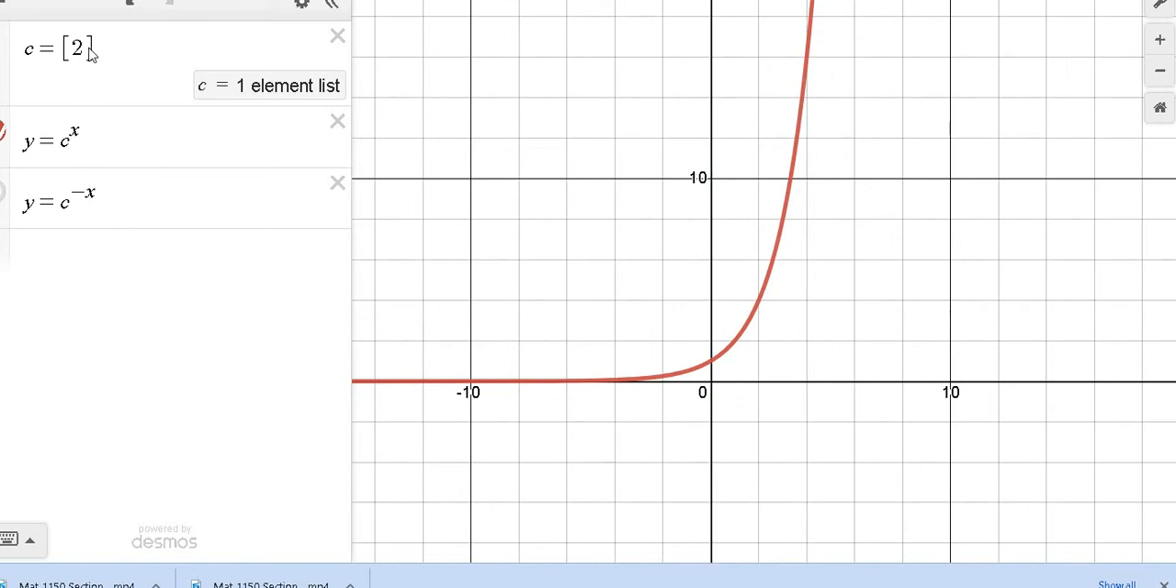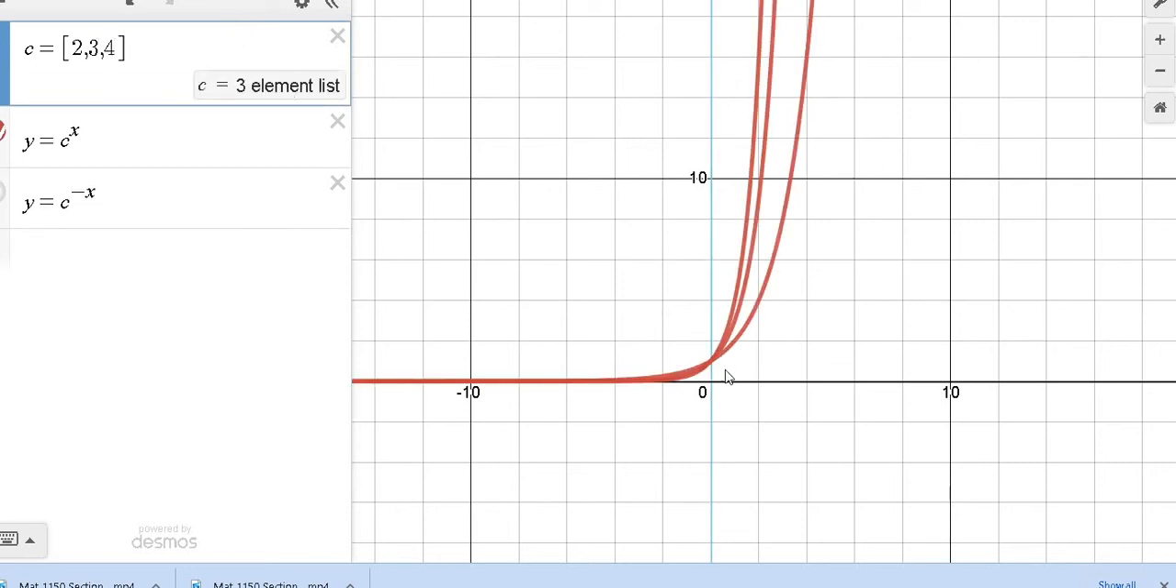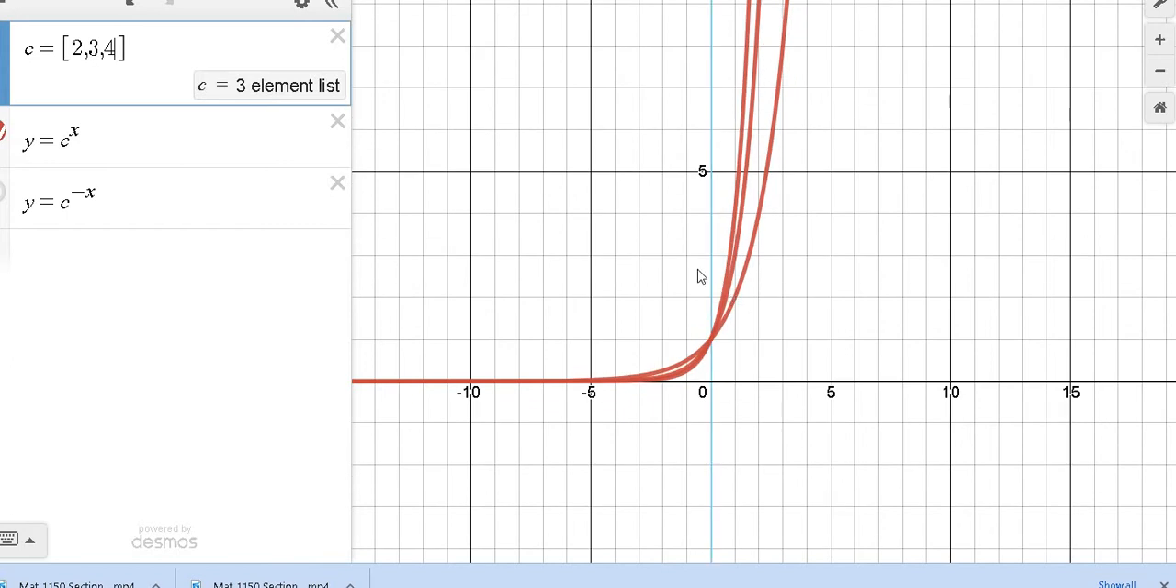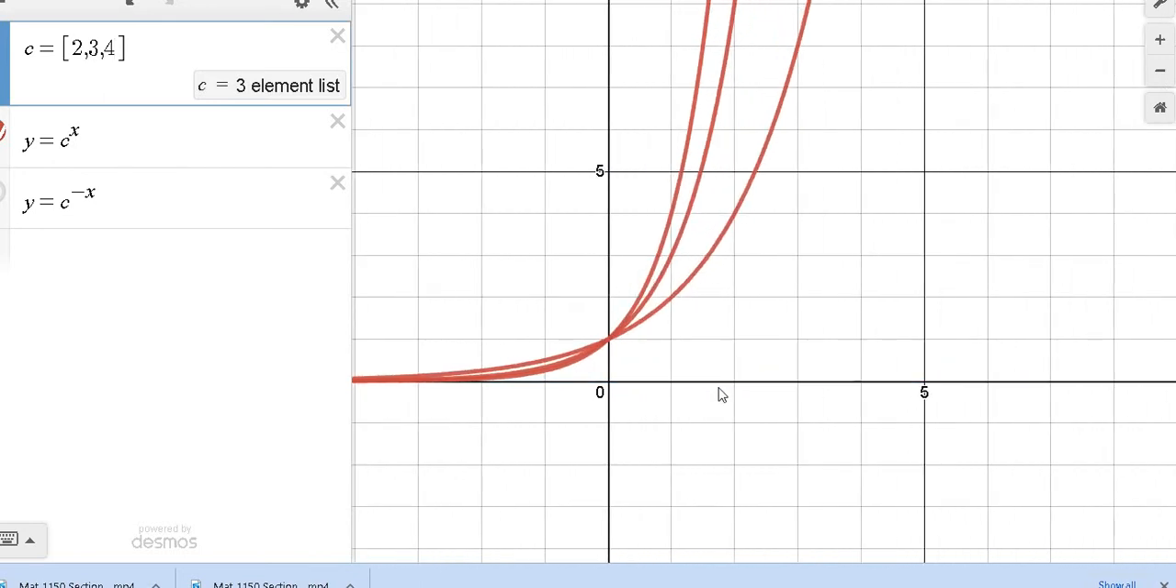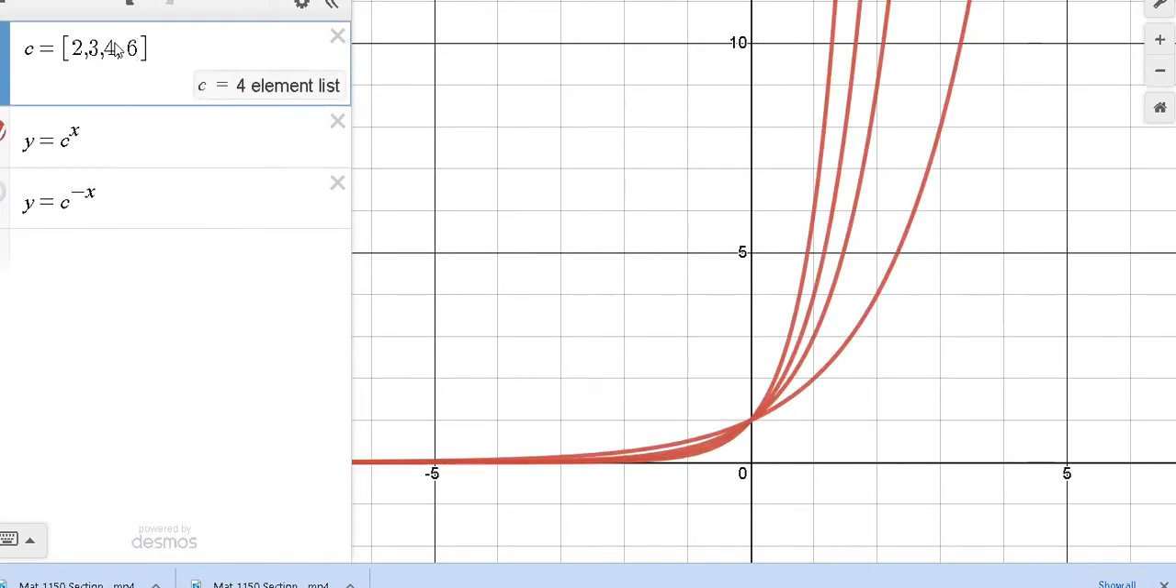What if I had a different base? What if I had a base of, say, 3? Well, you're going to get the same kind of shape. It's just going to grow faster. Your function is growing faster. So if I put in a 4 here, again, it's growing faster. So that's what's happening with these functions. So I'll spread that out a little bit. So 2, 3, and 4. And you can kind of figure out the trend. If I put in, say, a 6 here, it's going to be taller than the rest of them, etc.